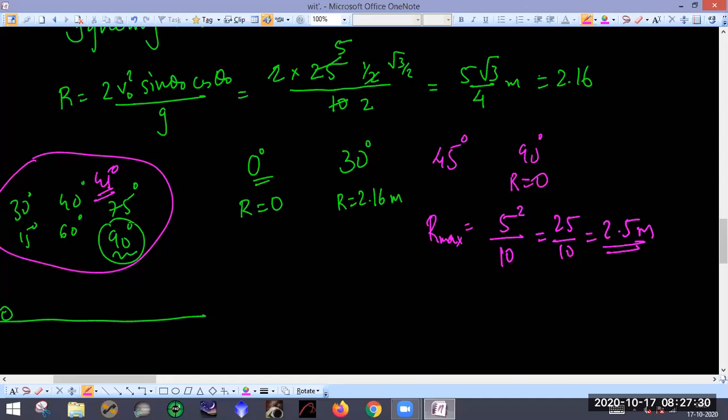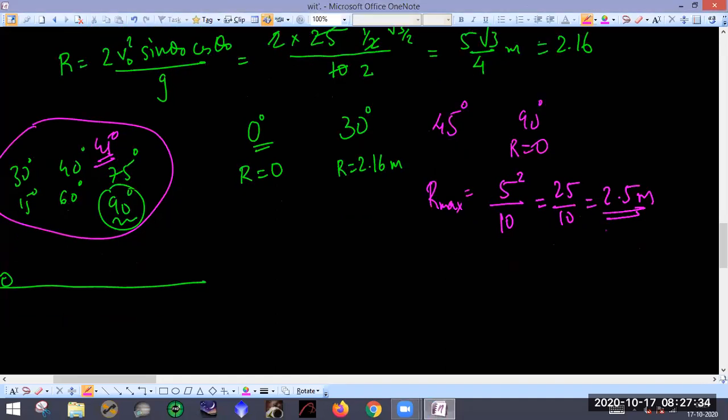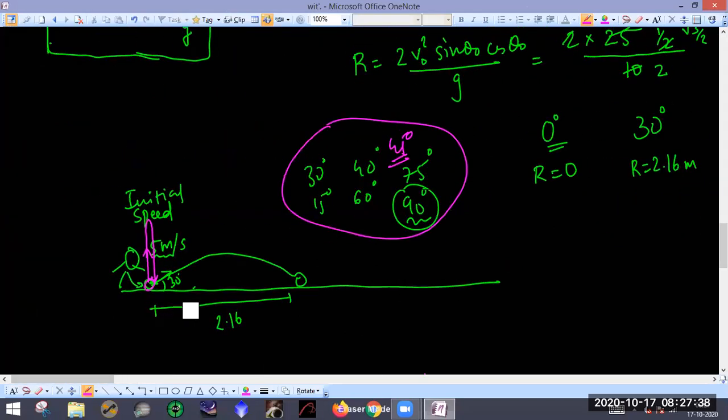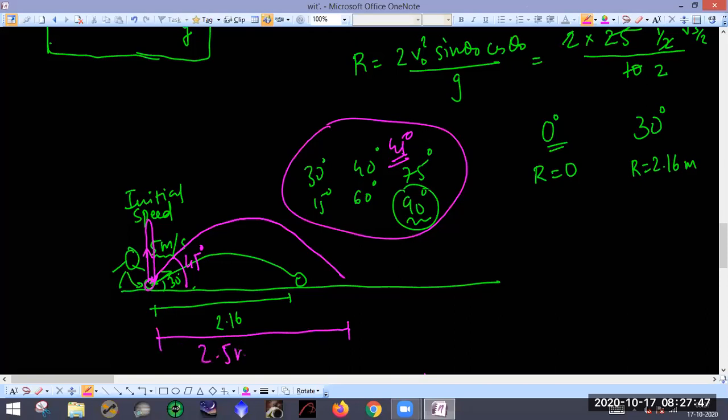So you can kick it at any angle, but even if you kick it at 45 degrees, at 2.5 meters it will fall on the ground. It will bounce definitely within a range of 2.5 meters, right?